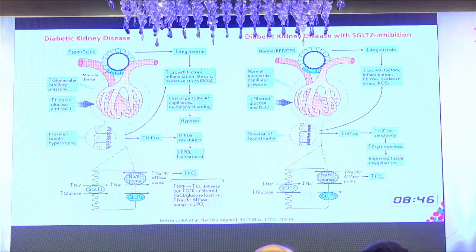and these lead to increased growth factors and oxidative stress at the tubular level, leading to loss of peritubular capillaries, hypoxia, and HIF resistance, leading to anemia. So diabetic CKD patients have an early onset of anemia at a better GFR as compared to other CKD patients.